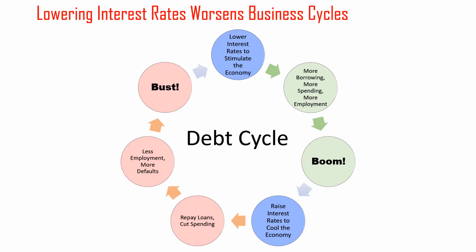Another problem with using interest rates to moderate the economy is that it worsens business cycles. With lower interest rates, more money is borrowed, which leads to increased spending and higher employment, causing an economic boom. Then the borrowers must repay the loans, leading to less spending and higher unemployment, leading to an economic bust, causing more borrowers to default, depressing the economy even more.